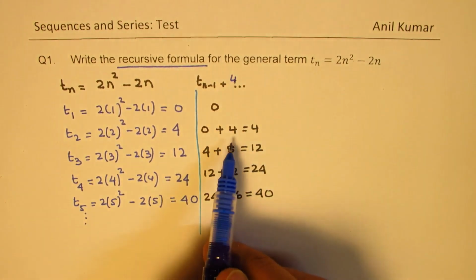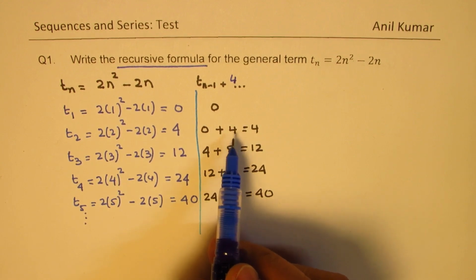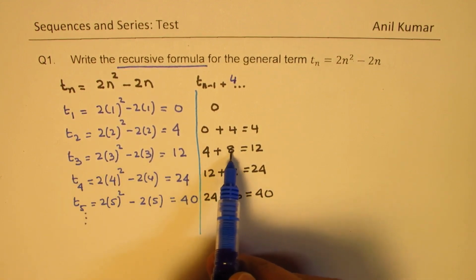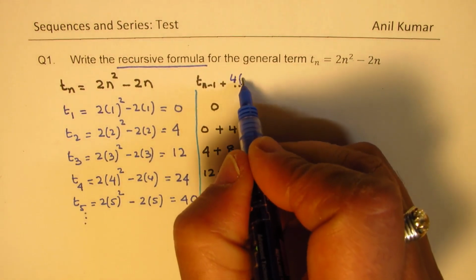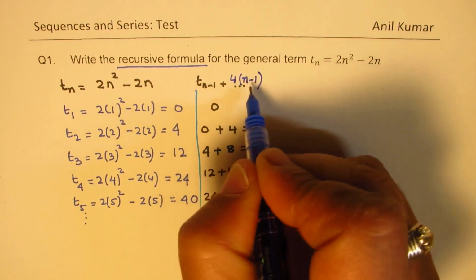Now 4 times what is 4? 1. 4 times what is 8? 2. Now 2 is 1 less than 3. So therefore we could write this as n minus 1. Do you get an idea?